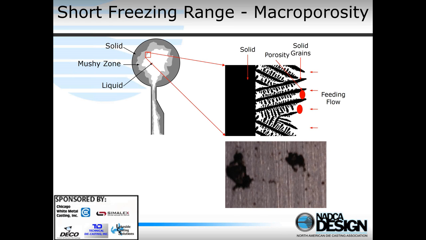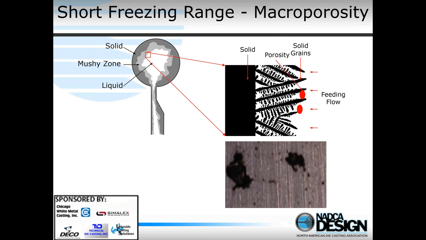So let's talk a little bit about freezing range and different alloys, and we'll talk about how the alloy composition affects the way the alloy freezes, and therefore how the shrinkage porosity is formed. The first thing to talk about is that a pure metal will solidify at a discrete temperature. For aluminum, that's 660 degrees centigrade, 1220 degrees Fahrenheit. That's the same as water, right? We think of water as freezing at 0 degrees centigrade and 32 degrees Fahrenheit. So pure metals are the same. They melt and solidify at a discrete temperature.